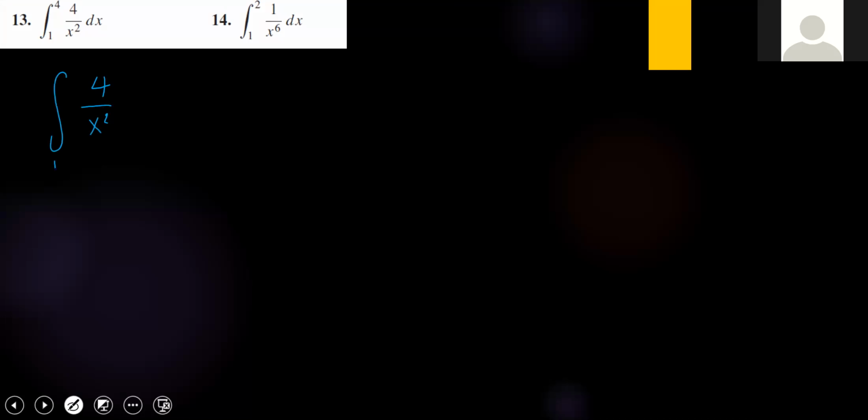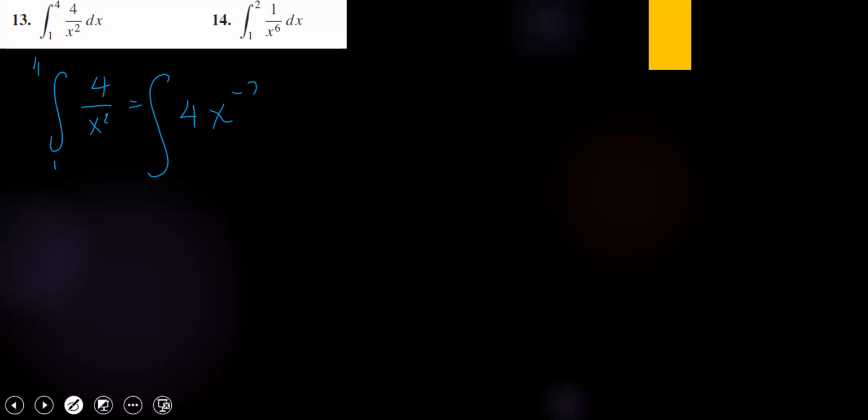The integration of 4 over x squared dx from 1 to 4. Here I want to find the definite integral on the interval 1 to 4. So the first step, we have to find first the integration of 4 over x squared, which is 4x to the power negative 2 from 1 to 4.